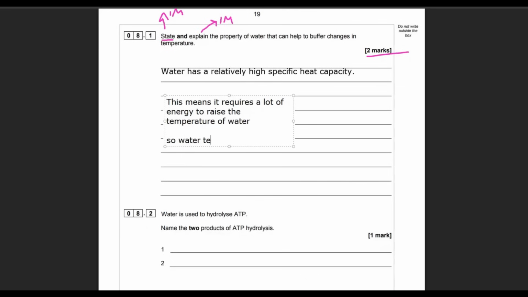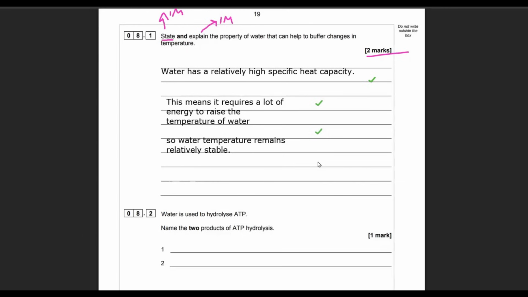So water temperature remains relatively stable. And this is the reason why water is such an incredible substance on the earth. It's the reason why life probably evolved from the water. It's the most stable environment on the earth. The air is not so good, obviously.